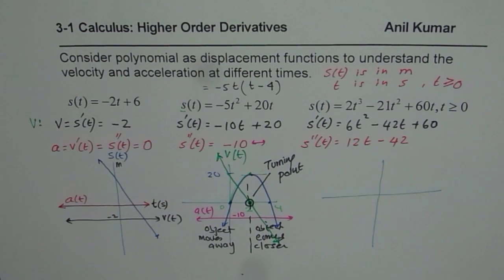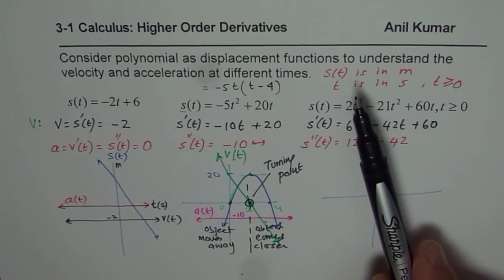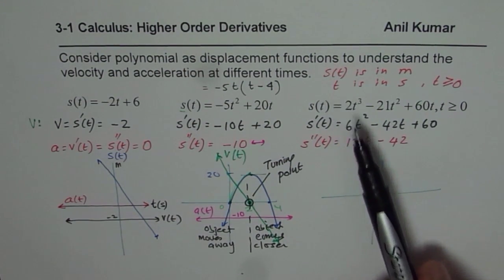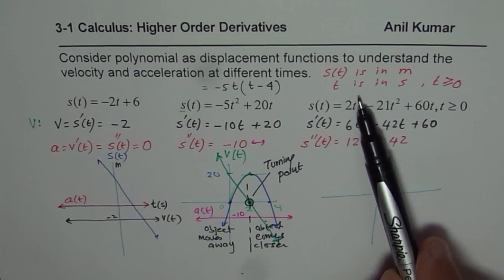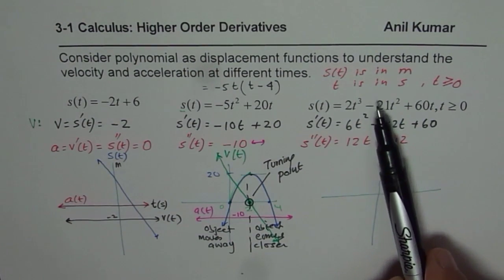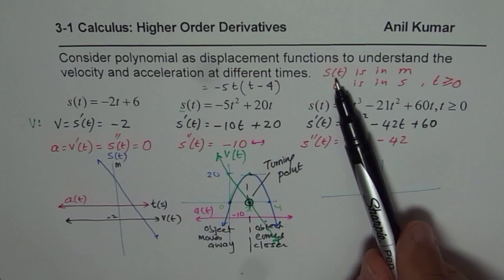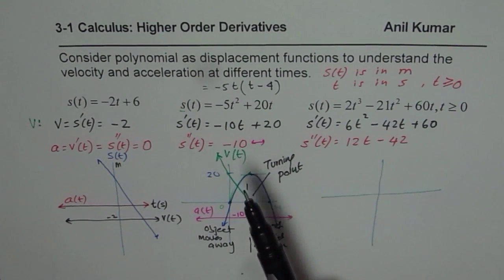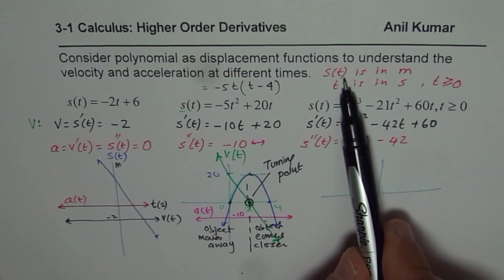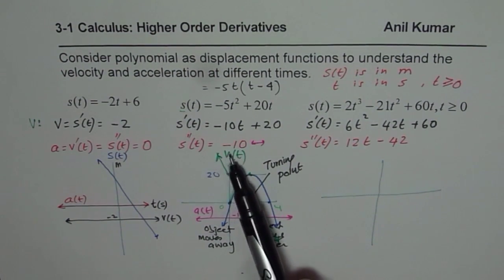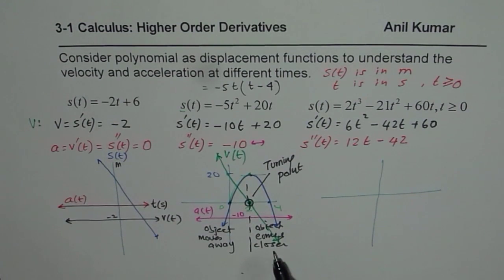So let me summarize this. In a displacement-time graph, velocity is represented by the first derivative, and acceleration is represented by the second derivative. Velocity is 1 degree lower than the displacement, and acceleration will be a further 1 degree lower than the velocity if displacement is a polynomial function, okay, a continuous polynomial function. That's kind of important. A turning point on displacement is a point where velocity is 0. Whenever velocity is positive, the object is moving away. Whenever velocity is negative, the object is closing, right? So based on these things, you need to sketch the graph.